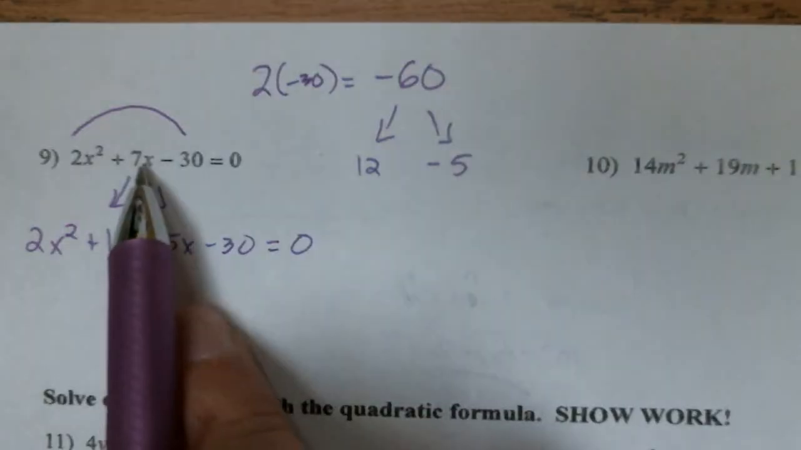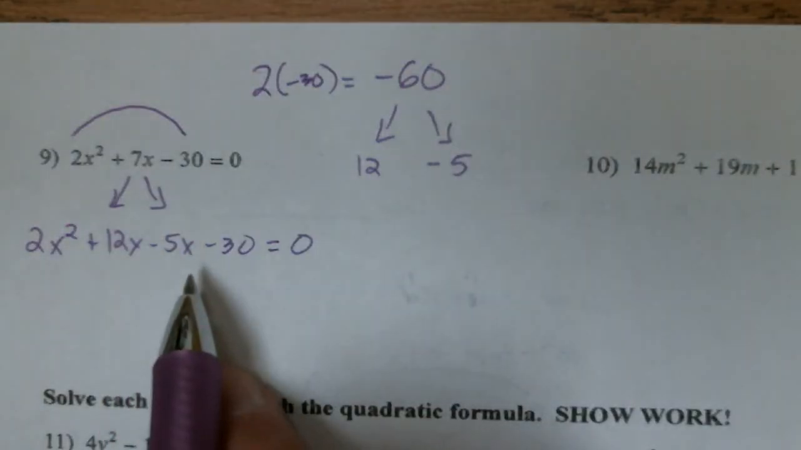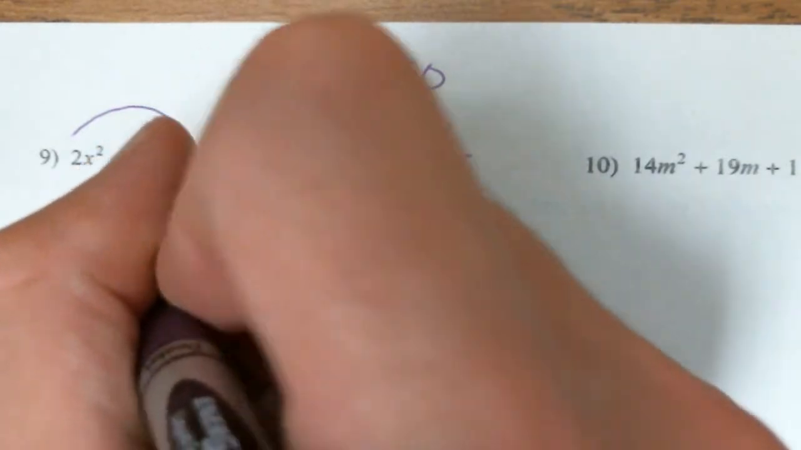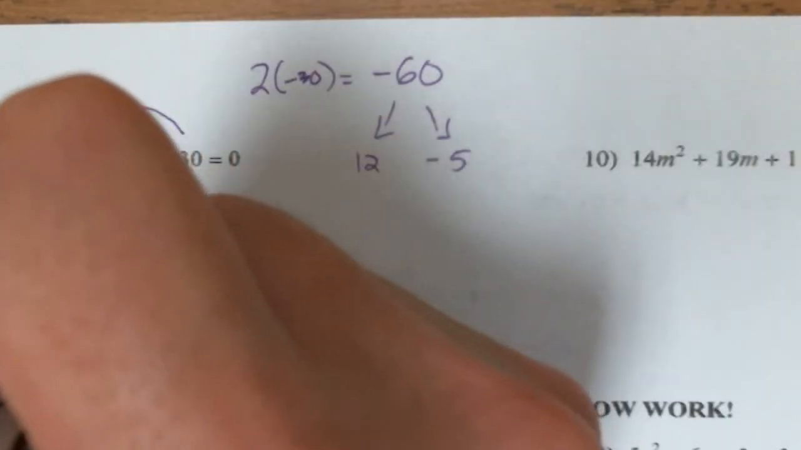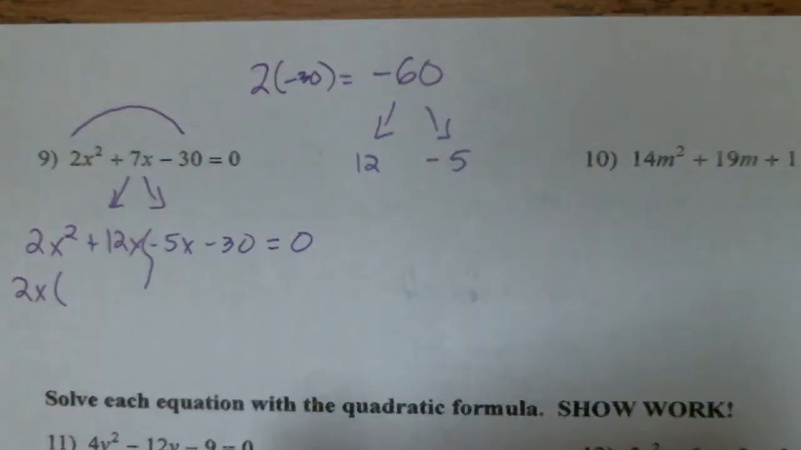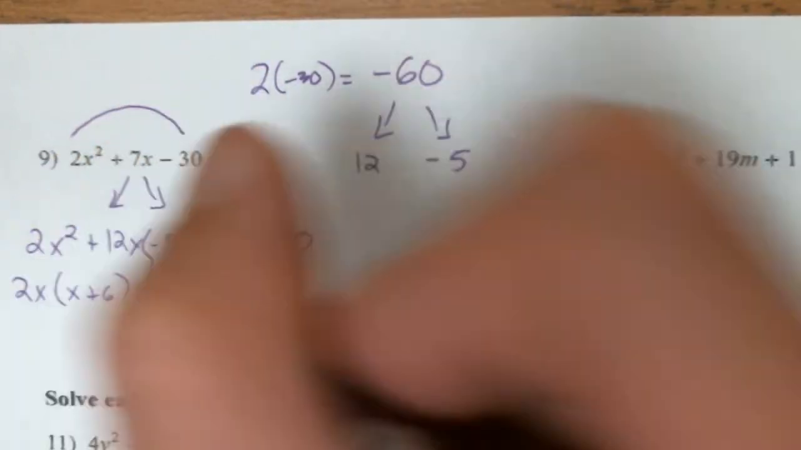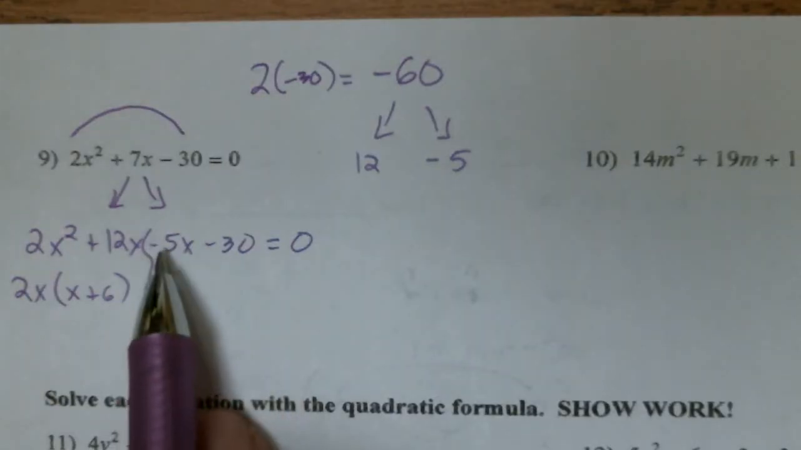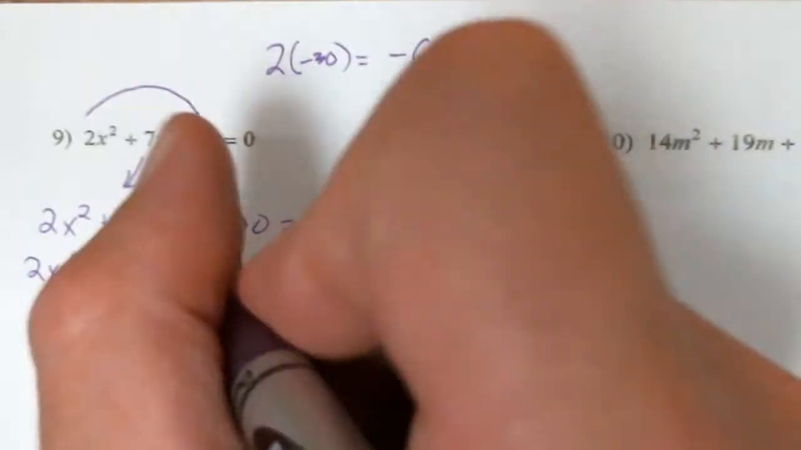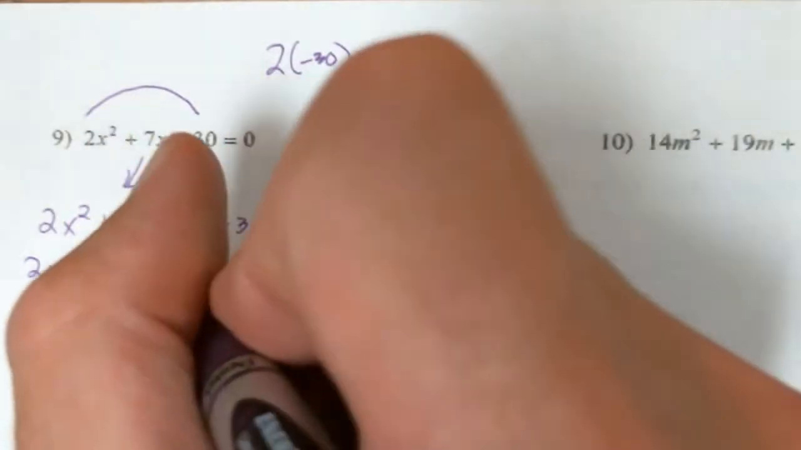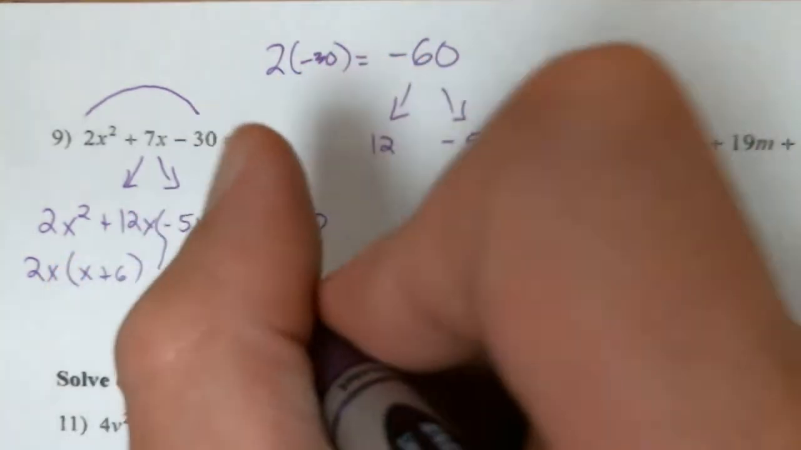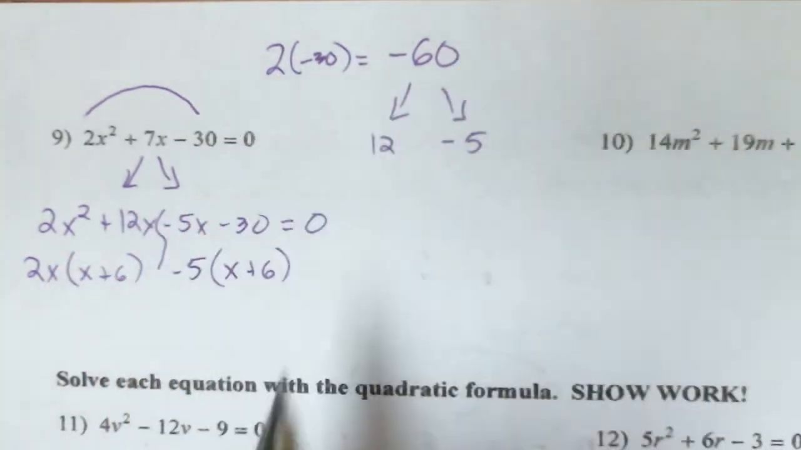So I've just split 7x into 12x minus 5x. Still the same thing, but now I can draw my curtain and group. Pull out a GCF of 2x. That is going to leave me with x plus 6. What do we do, guys? What do we do right here? When that front term is a negative, you must pull out the negative with it. Okay, so they're both divisible by 5, so I'm going to pull out a negative 5. That better leave me with x plus 6.